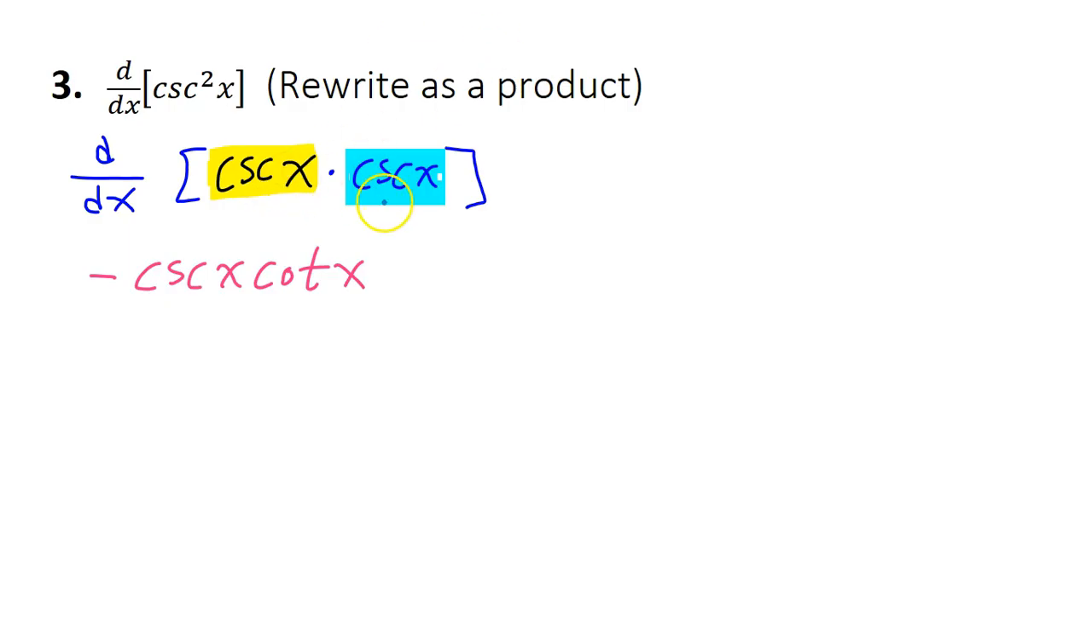The first time through, you leave the second factor alone. So I'm going to multiply by cosecant x. And then you put a plus. And then you go through it again. The second time through, you leave the first factor alone, which is cosecant x, and you multiply by the derivative of the second factor. Well, that derivative, again, is going to be this negative cosecant x cotangent x.